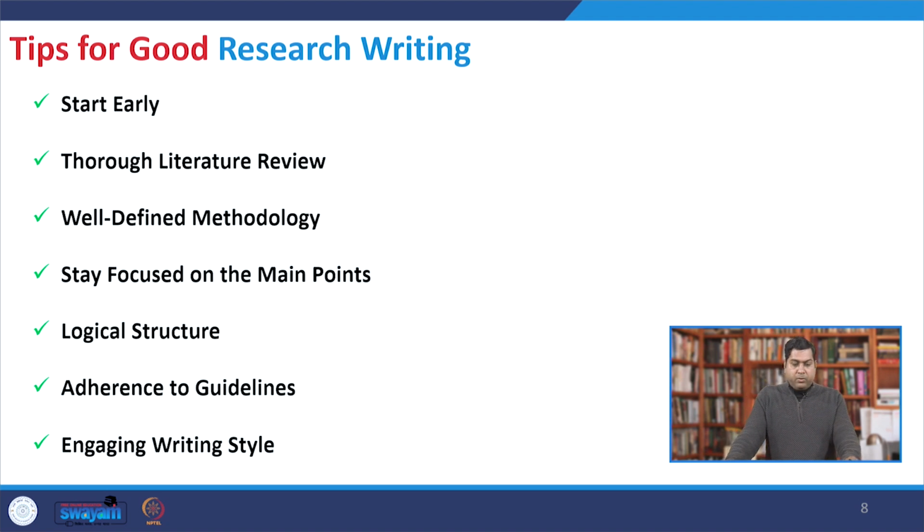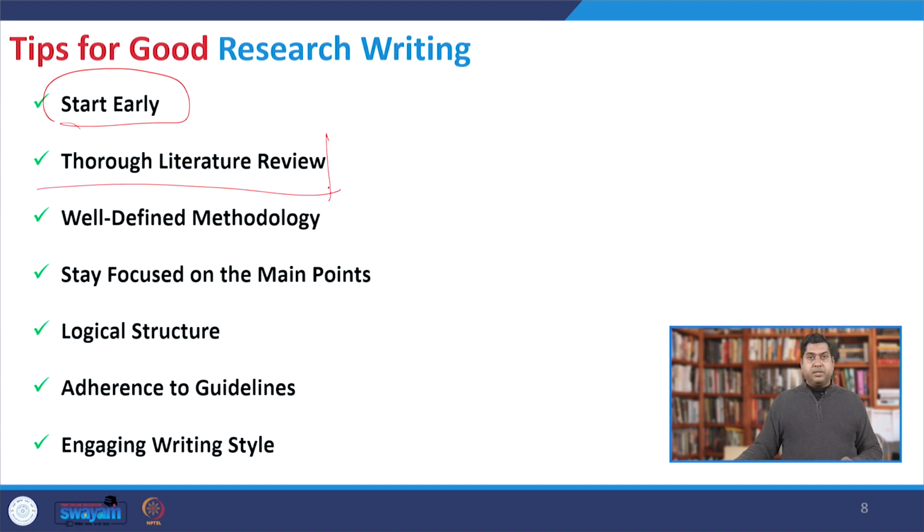Now, tips for good research writing. Start early. You should not be in a hurry, saying I have only one month or one week and I have to just write a paper and submit. That puts you under pressure, and then you will commit the mistakes that we have referred to. There should be a thorough literature review, which researchers normally do at the beginning of their research activity, so that the gaps are well identified.